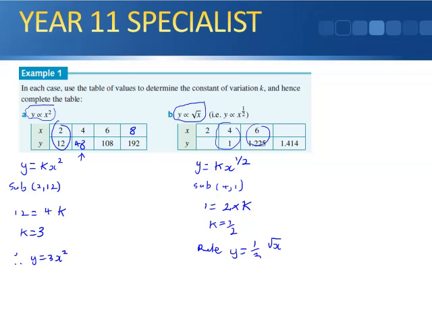And when I work out x equals 2, I'm actually going to get 0.7. I'll do it to one decimal place. And for y is 1.414, I get x equals 8.